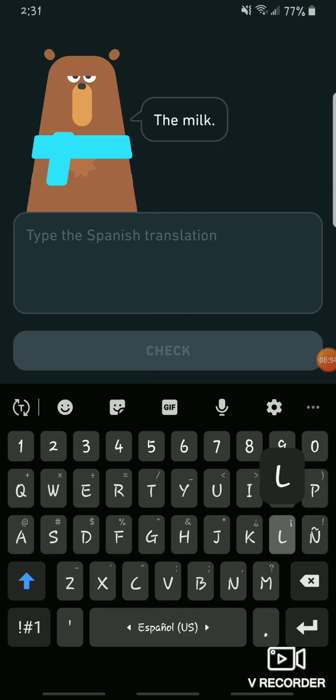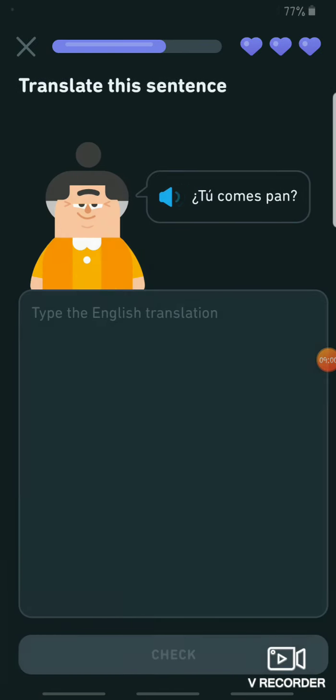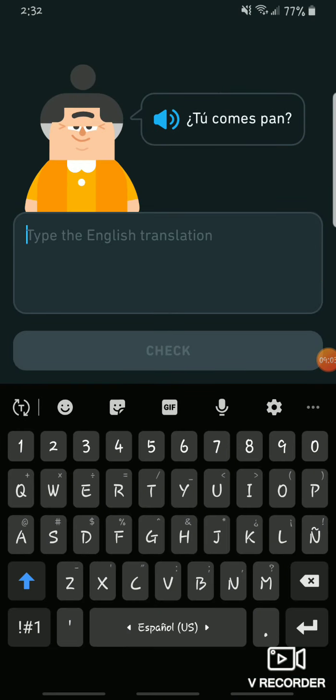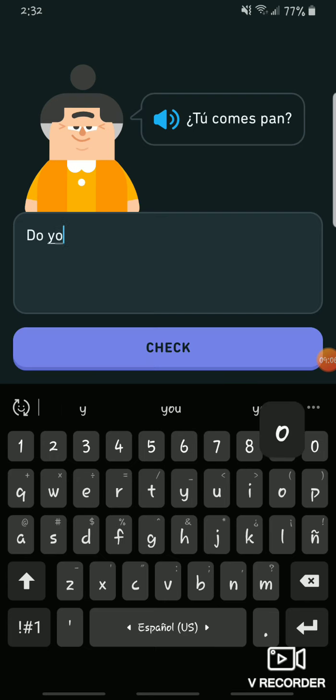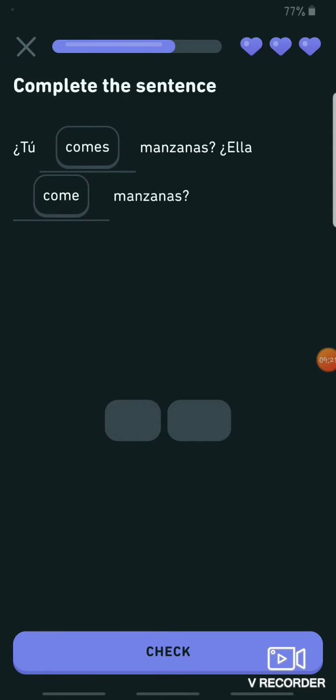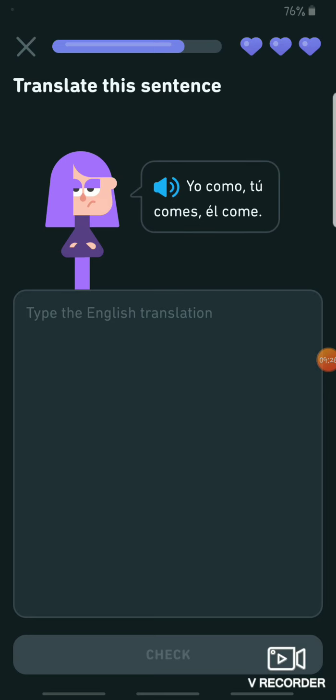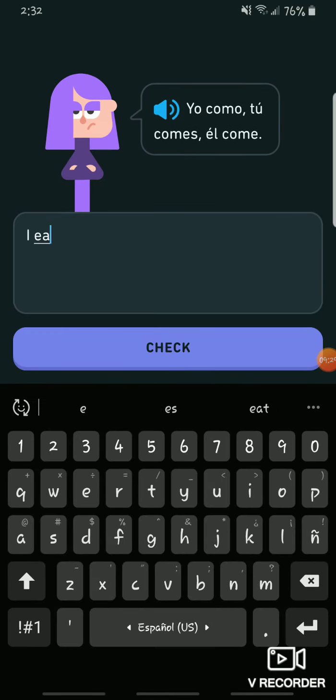The milk. La leche. Oh, thank you. I always get that one mixed up. Yeah. A nice way to remember is like la la. Tú comes pan. Do you eat bread? Sí. I'm definitely eating bread. I eat more pasta than bread, but yeah. I love pasta. Tú comes. Ella come. Yo como, tú comes, él come. I eat, you eat, he eats.